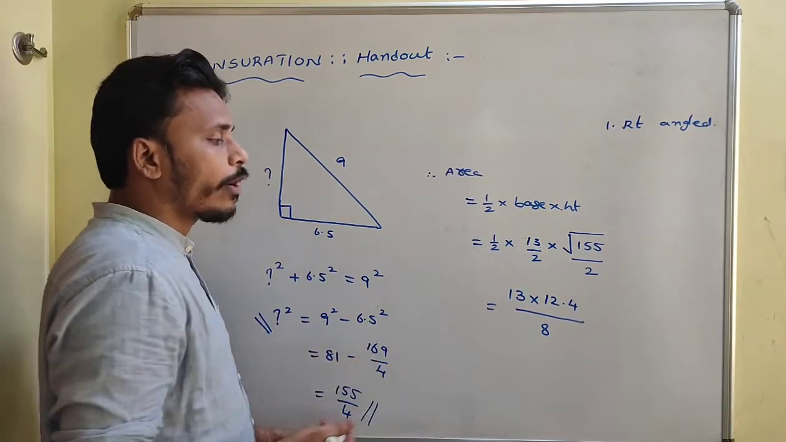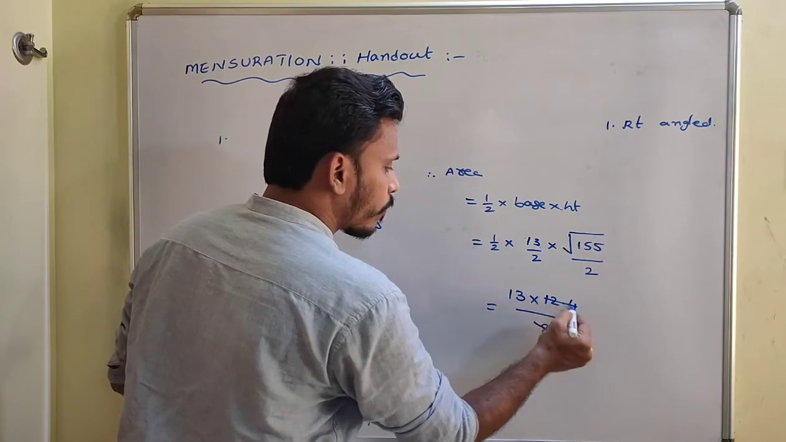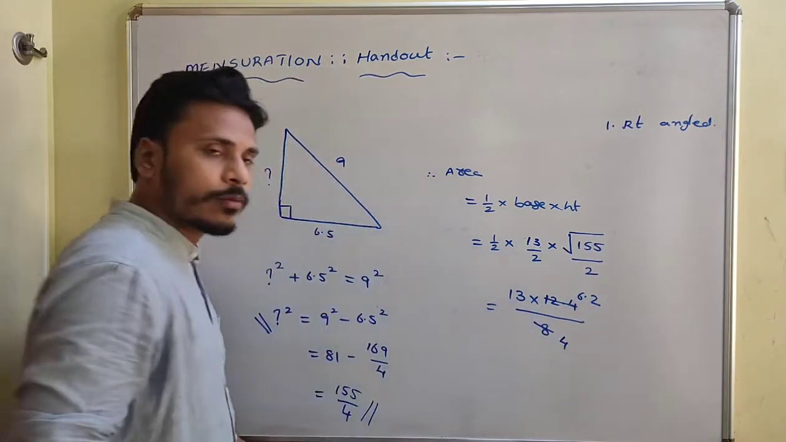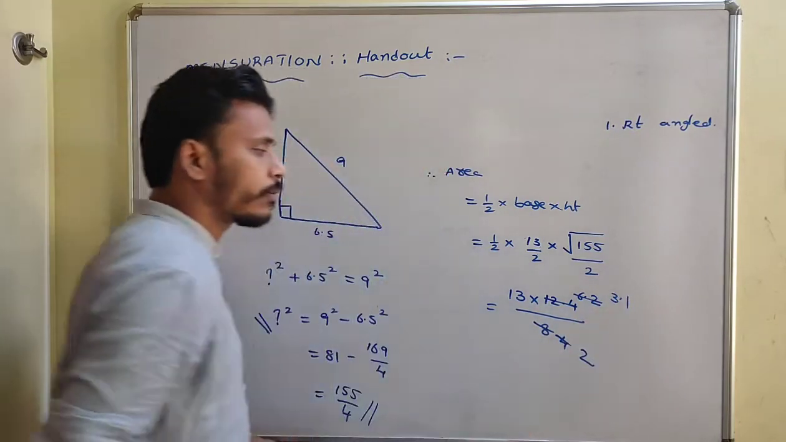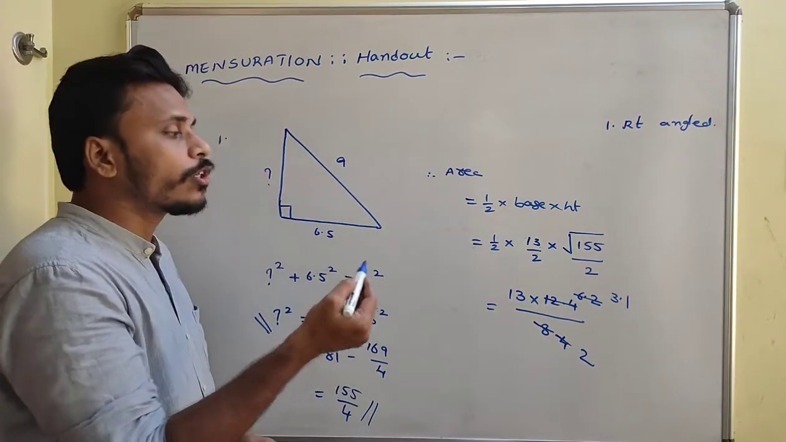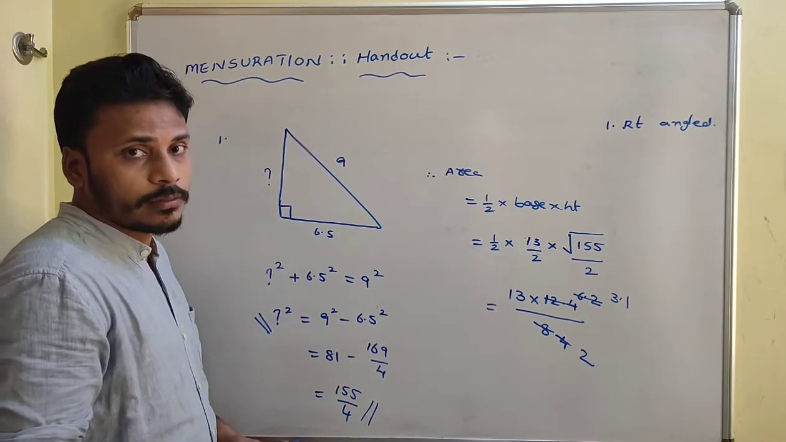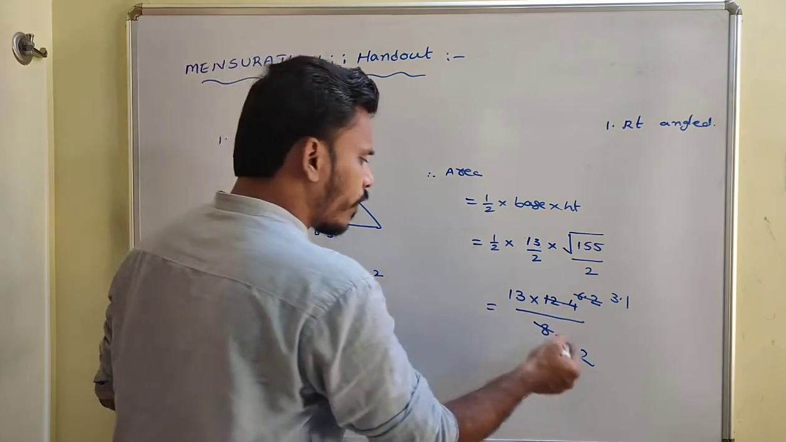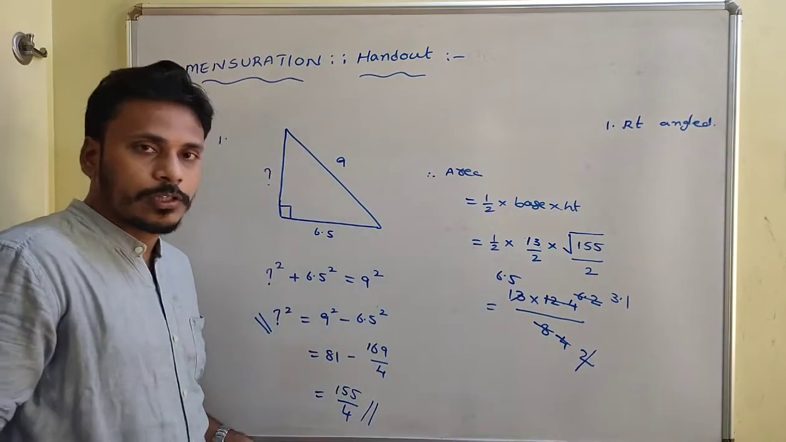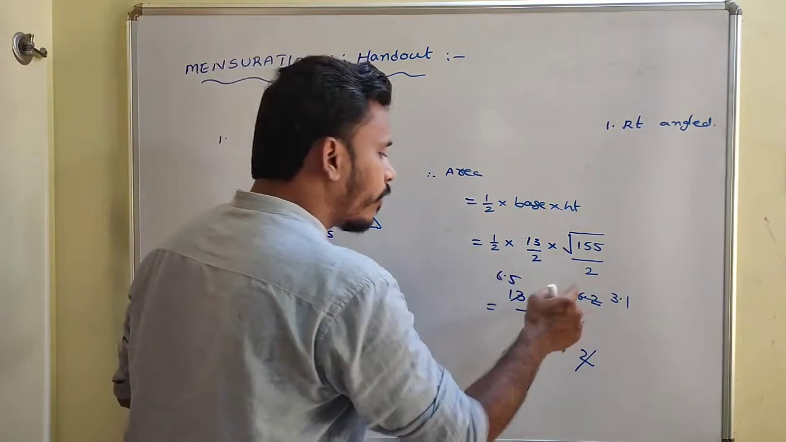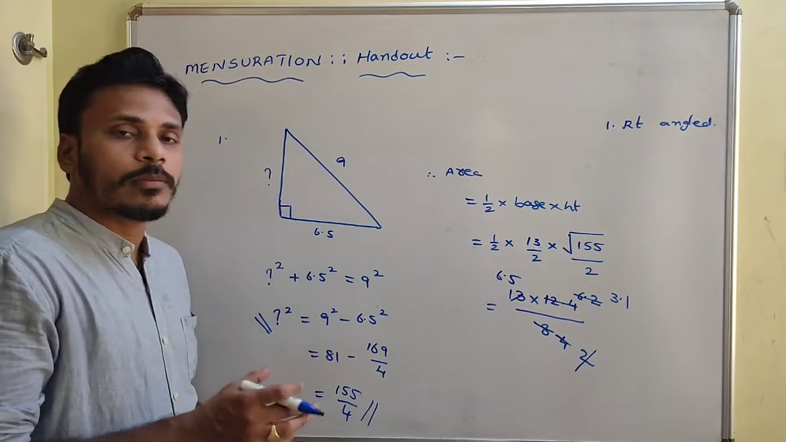13 into 12.4 divided by 8. 2 4s are 8, so 2 6.2s, then 2 2s, then 2 3.1s. So 13 into 3.1 divided by 2. That's what we need to calculate. Otherwise you can calculate this as 6.5, because 13 by 2 is 6.5. So 6.5 into 3.1 we need to multiply, and that is your required answer for the problem.